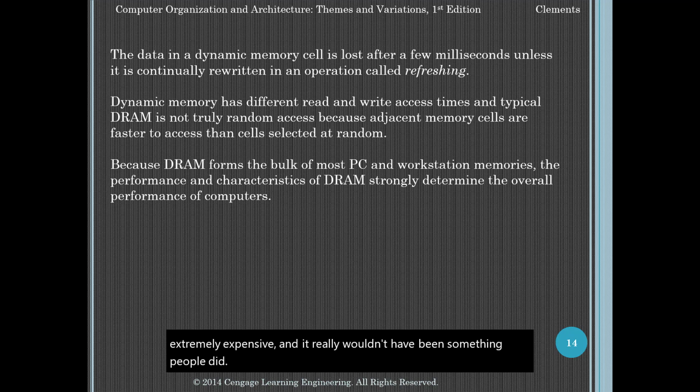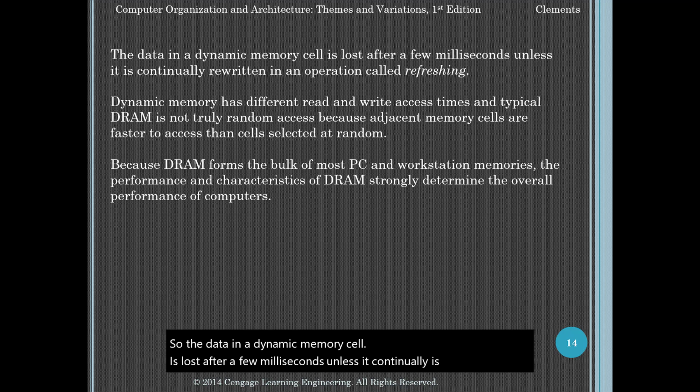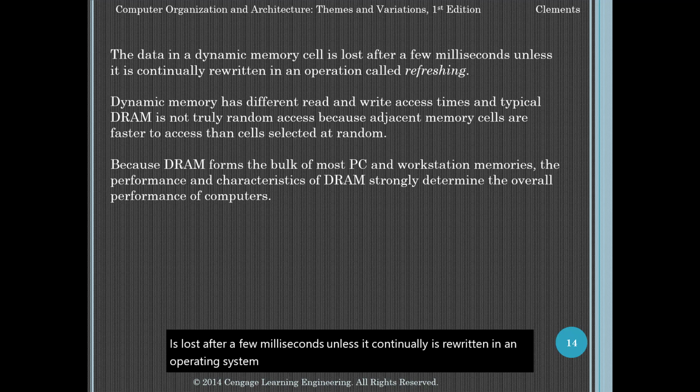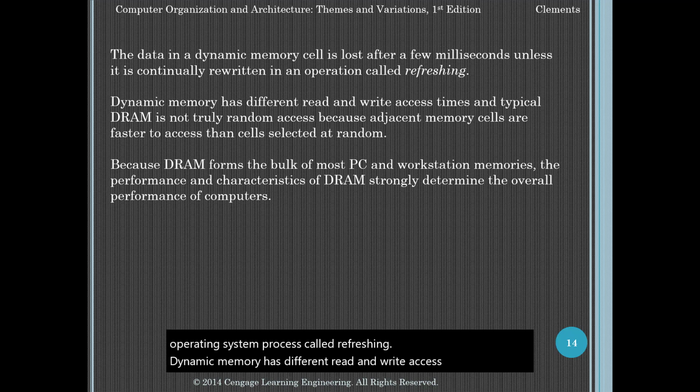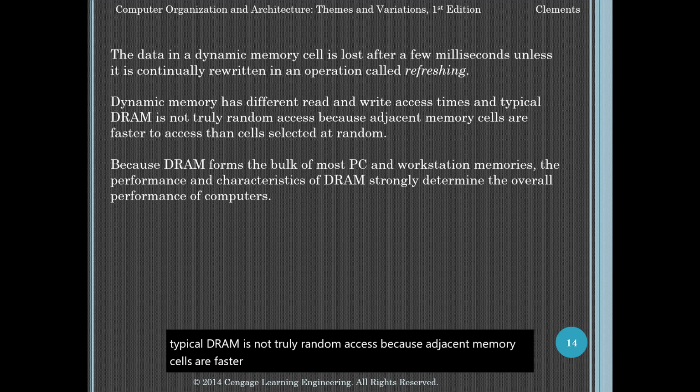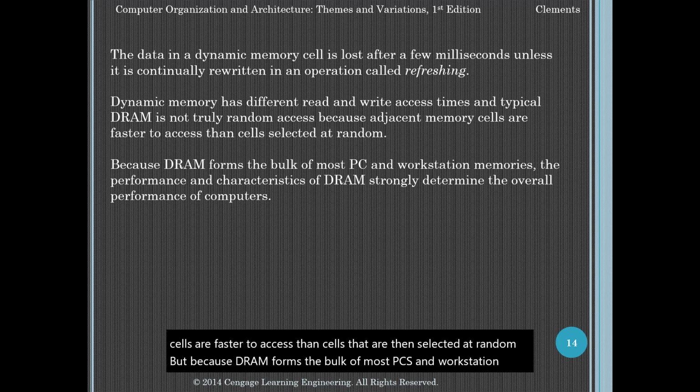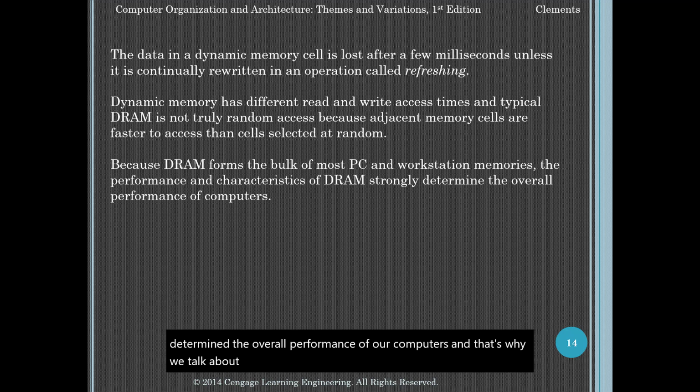So the data in a dynamic memory cell is lost after a few milliseconds unless it is continually rewritten in an operating system process called refreshing. So dynamic memory has different read and write access times, and typical DRAM is not truly random access because adjacent memory cells are faster to access than cells that are selected at random. But because DRAM forms the bulk of most PCs and workstation memories, the performance and characteristics of DRAM strongly determine the overall performance of our computers, and that's why we talk about it in greater detail and we want to understand how it works.